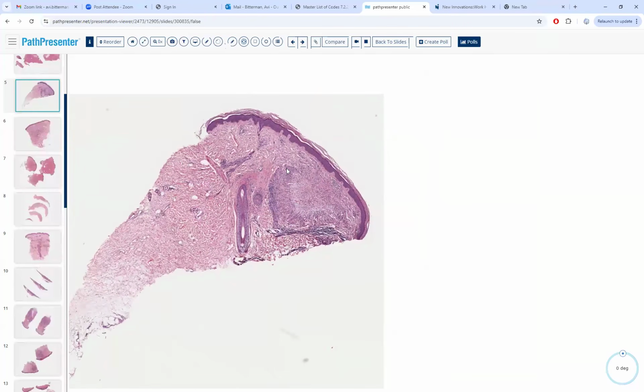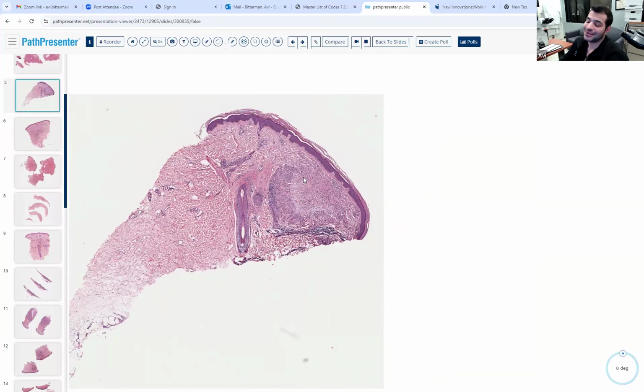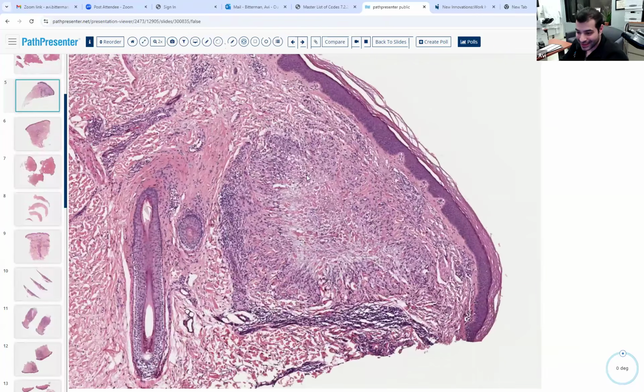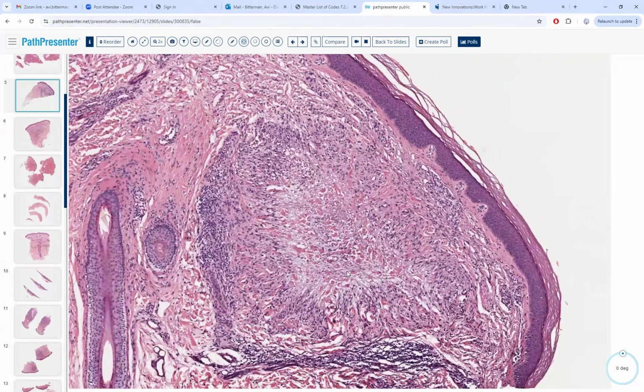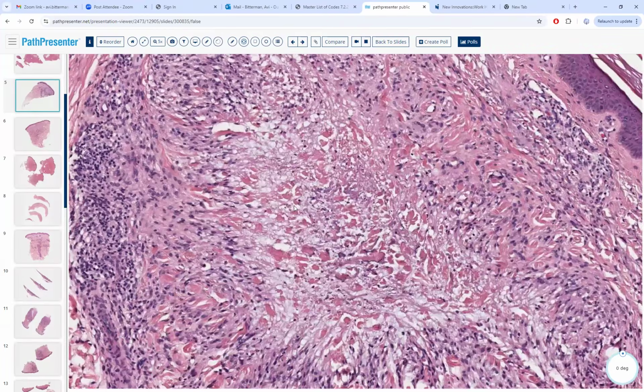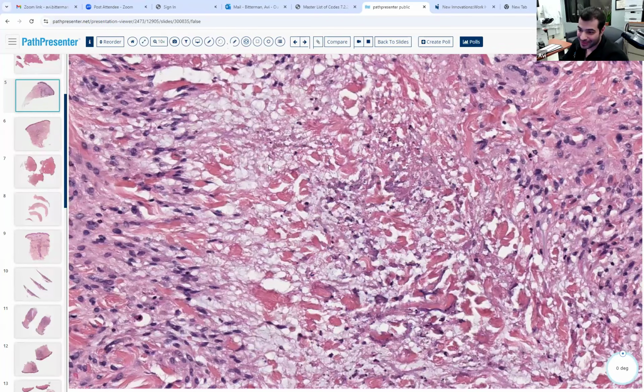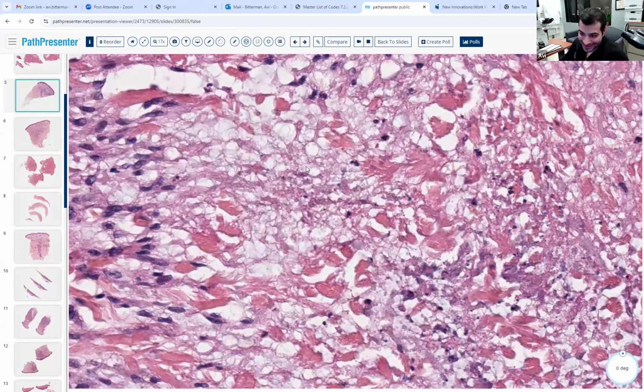As opposed to something like this. This is more superficial, but also a palisading granuloma. And what's inside the palisaded granuloma? It's lighter, so most likely mucin. Mucin, yes. I mean, you can see it, right? Yeah.